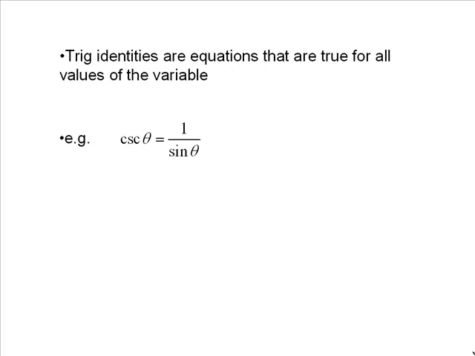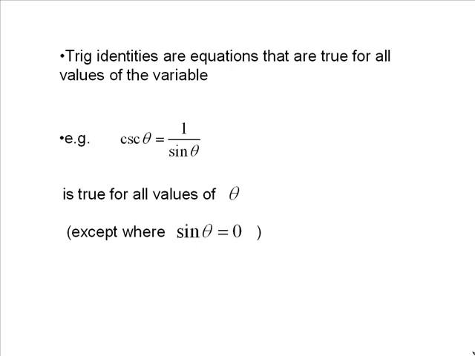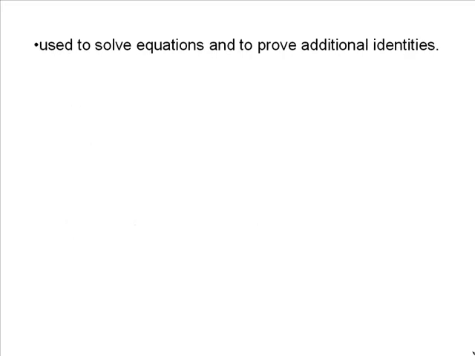That's with the exception of where the denominator is equal to 0. Because sine theta cannot be equal to 0, because you cannot have the 0 on the denominator. We are restricted by that. But otherwise it is true for every value that you plug in for theta. So therefore it is an identity. They are used to solve equations and then also to prove additional identities. And we'll do both. We've already solved lots of equations, but here we'll make them more complex because they will require the use of identities.